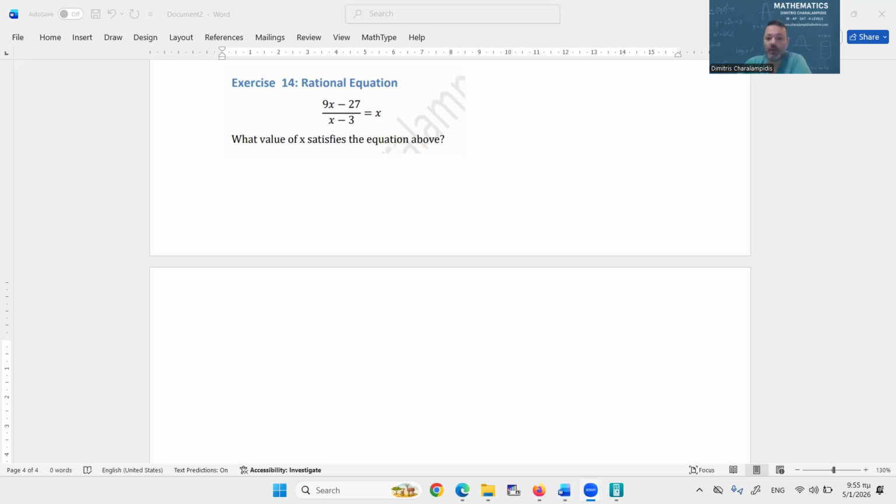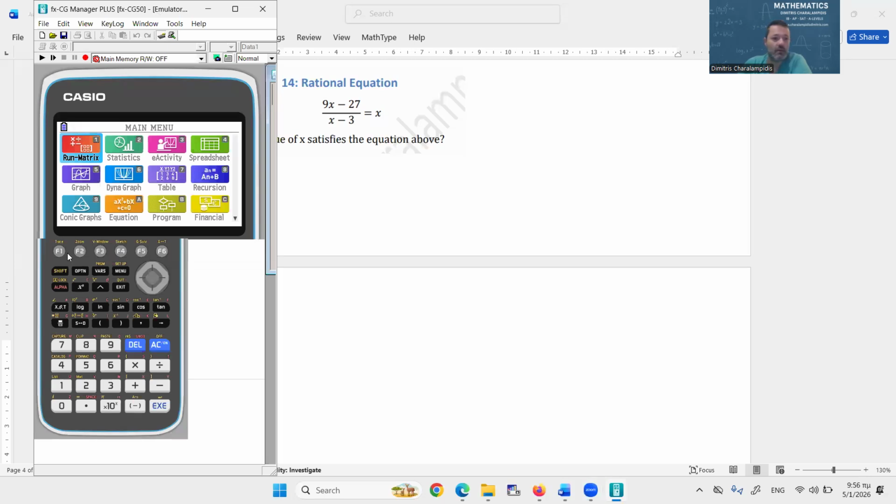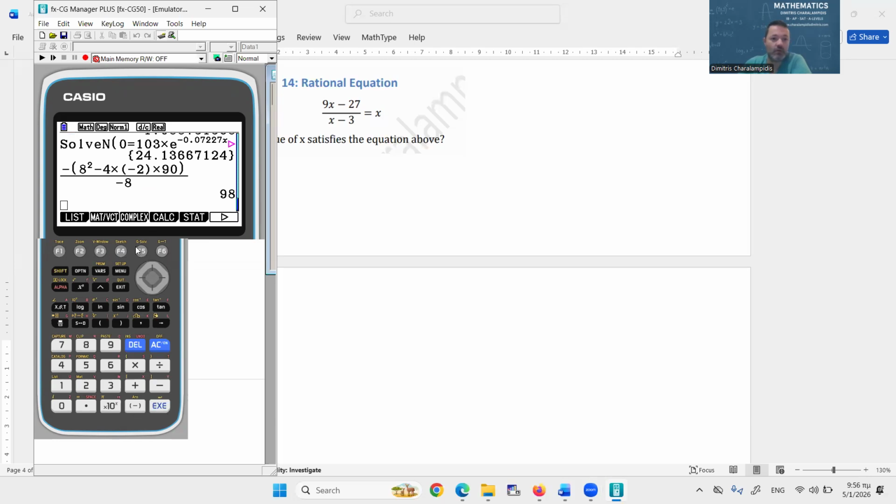Let me show you here. I'm using the Casio s6e14, and on it there is a command called solven. In order to go there, we need to follow the route option calc solven, and once there, we just create 9x minus 27 over x minus 3, shift and dot to create the equal sign, x, execute, exit. The answer would be 9. So as simple as that.